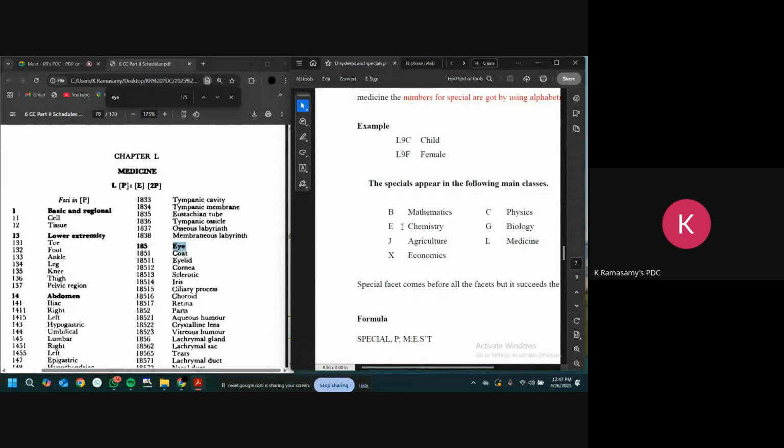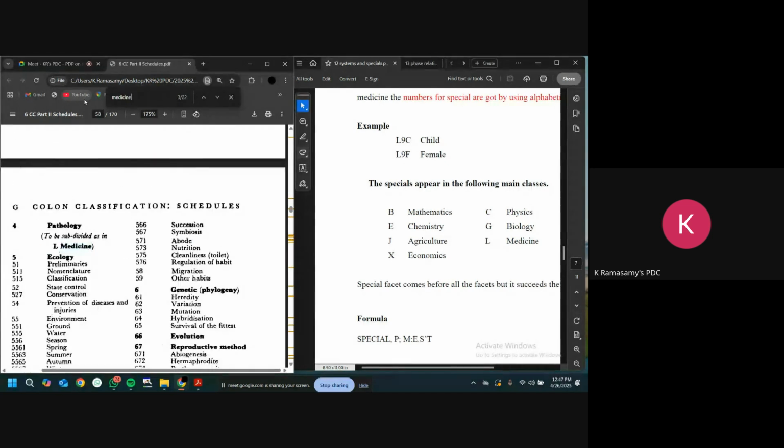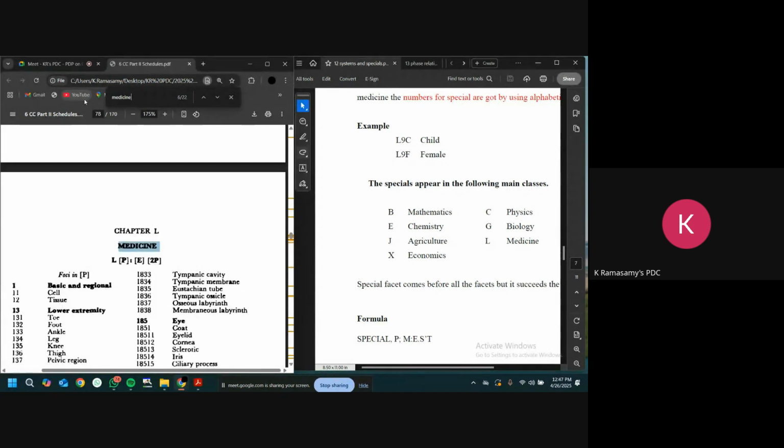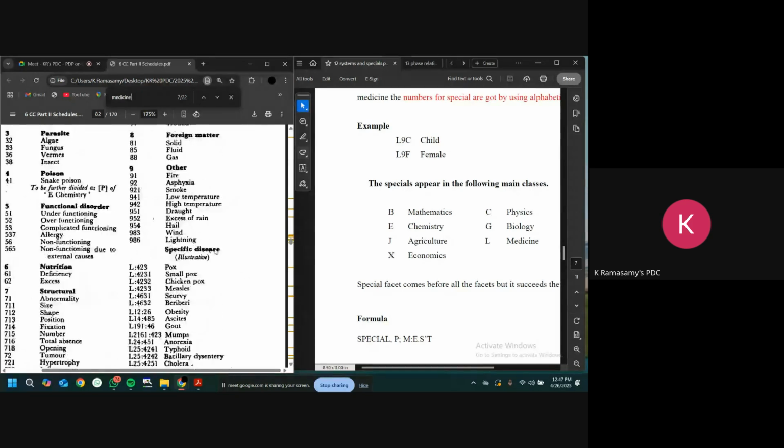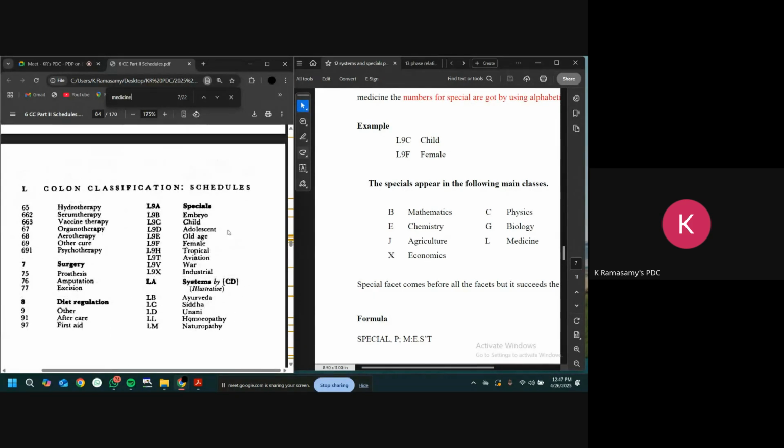We take a special note when a particular concept is specially created for a group of people. It is called special. The best example is medicine. In medicine, they are given a kind of specials. What kind of specials are they? Go to the last page of the main class. You can see here medicine for child, adolescent medicine, old age medicine, female medicine, tropical medicine, aviation medicine, war medicine, and so on. So they are all focusing upon a specific group of people.